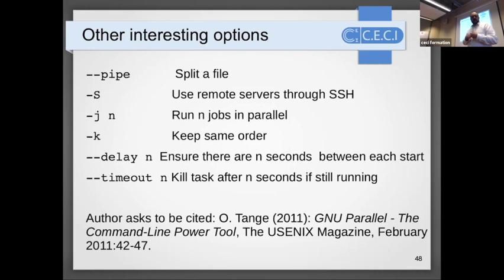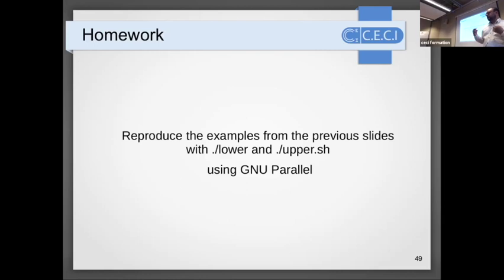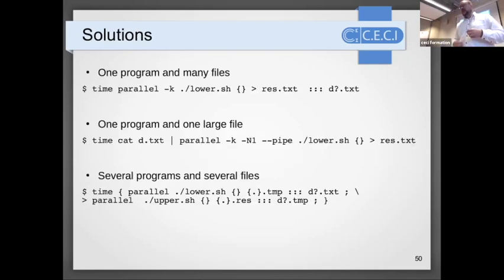Okay, it's 5 o'clock. That's about everything I wanted to say for this session. If you still have a bit of energy, what you can try to do is reproduce all the examples with upper and lower that I showed, but using GNU Parallel. I said that GNU Parallel is able to do anything that xargs, make, and so on can do. So you can try to do it. And if you are too tired, the solution is here.